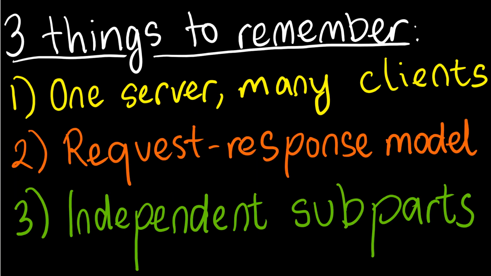There are three key things to remember about client-server architecture. There is one server and many clients, meaning one piece of software that holds resources and many pieces of software that can access and interact with these resources. Secondly, it is a request-response model, meaning the server will only ever act when it is responding to a request from a client. And finally, client software and server software are independent programs running. They communicate over a defined protocol such as HTTP.